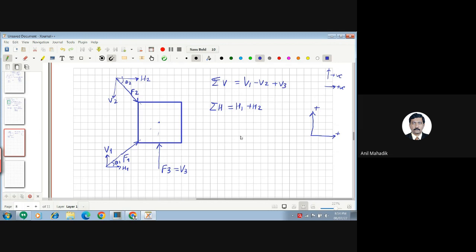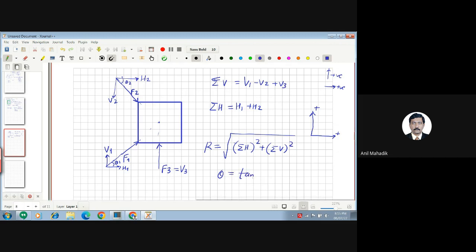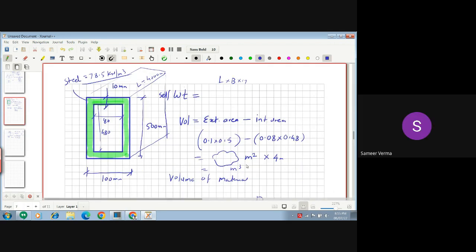Now, once you know this summation, then you can definitely calculate the resultant by the square of the summation of all horizontal forces and the summation of all vertical forces square. And again, what will be the theta? Tan inverse of sigma V upon sigma H. Right? Are you getting this? Simple. Yes, sir.